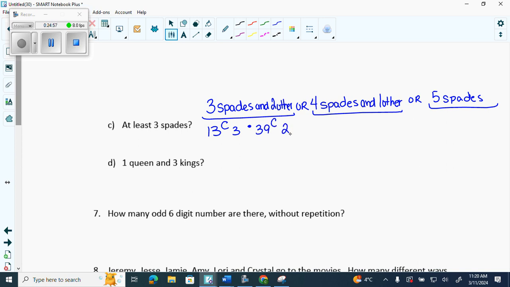So in the cases, this one and this one should add up to your total, right? Plus 13 spades choose 4, and "and" means multiply, 39 others choose 1, plus 13C5. I got 241,098.